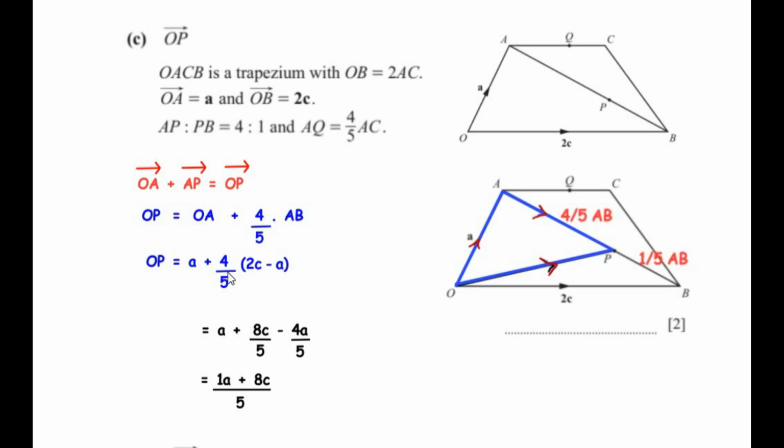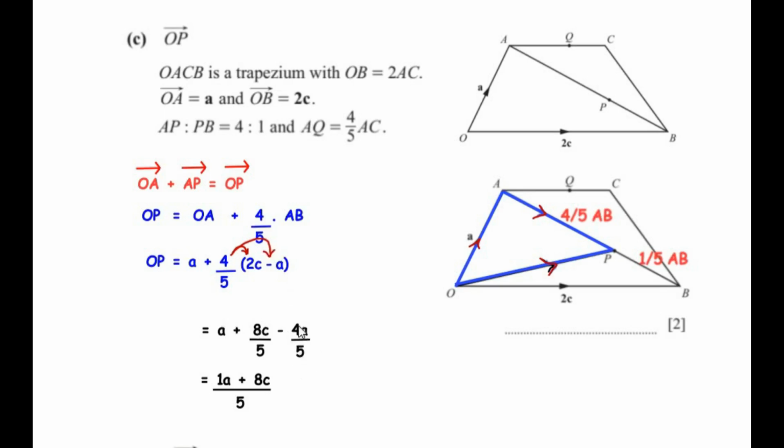Now in the next step we are just going to expand this bracket. So A remains the same, plus 4 over 5 multiplies with 2C. So the numerators will multiply together. So 4 times 2C gives us 8C over 5. Now 4 over 5 also multiplies with negative A, giving us minus 4A over 5.